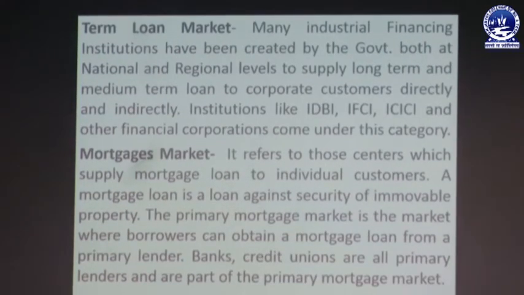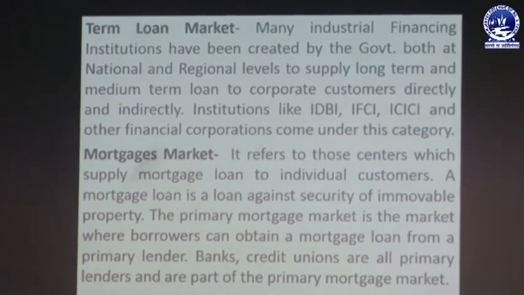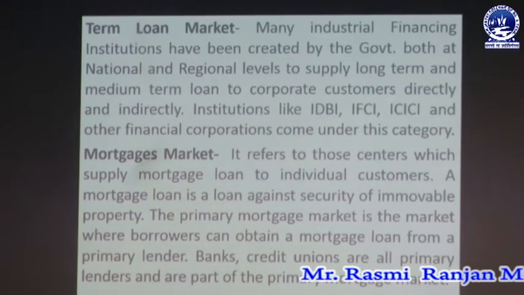So what is the term loan market? Many industrial financing institutions have been created by the government both at national and regional level to supply long term and medium term loans to corporate customers directly or indirectly. So the term loan market comes under industrial financing institutions. Those are created by the government, at the national level or at the regional level, and they supply long term or medium term loans only to corporate customers, directly or indirectly. The industrial financing institutions generally are IDBI, IFCI, ICICI or any other financial corporation. They are coming under this category.